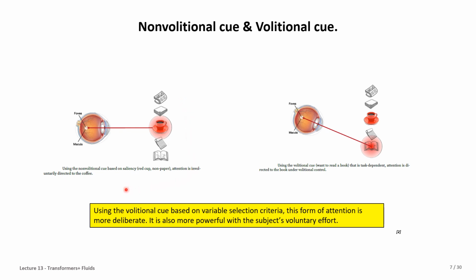If we're using a non-volitional cue based on the saliency, the attention is involuntarily directed to the coffee. This is the example of the non-volitional cue.